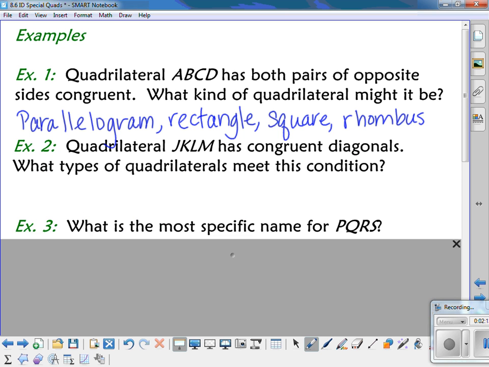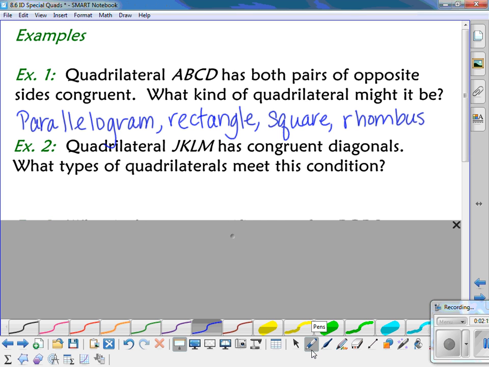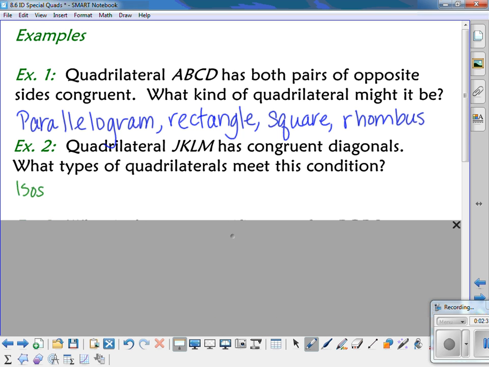Looking at the next example, quadrilateral JKLM has congruent diagonals. Well, again, if I go through my list of special quadrilaterals, trapezoids don't necessarily have congruent diagonals, but isosceles trapezoids do. So it could be an isosceles trapezoid.